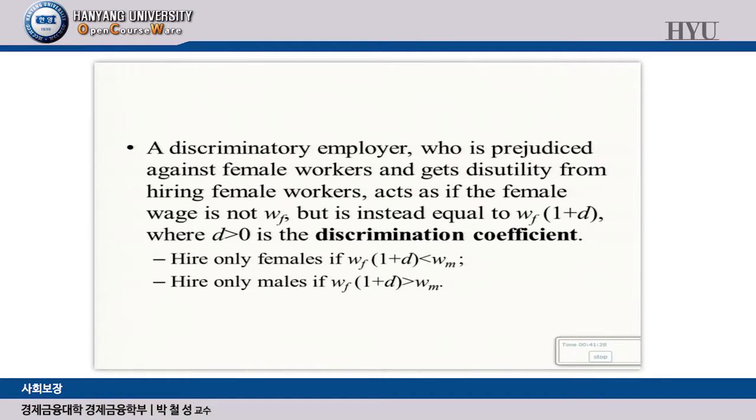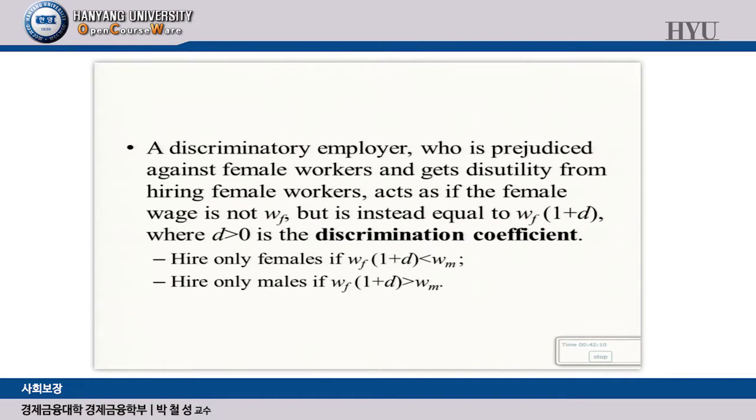So, for this person, what's going to happen is that this person will compare not WF and WM. Actually, this person will compare WF times 1 plus D and WM. Okay? So if, let's say, women's wage is $10 and WM is, let's say, $12, then if D is, let's say, 0.3, then even if this person is actually paying $10, he thinks that he's actually paying $13. In that case, this person will actually hire only men, right?